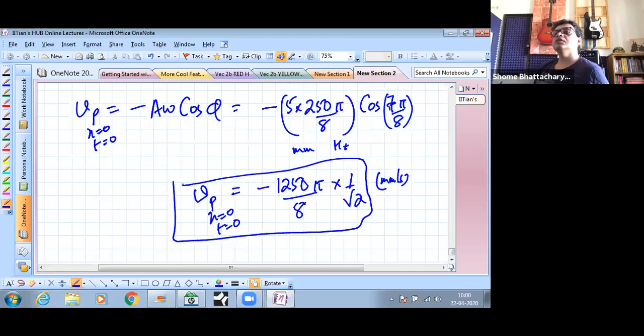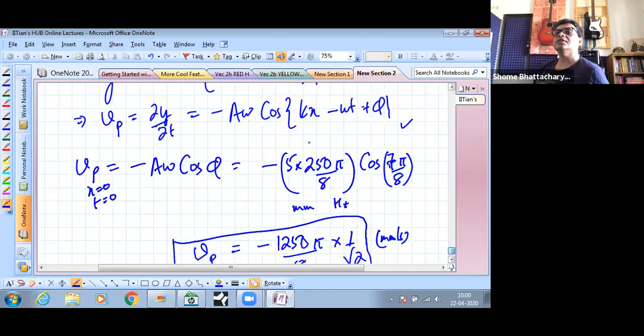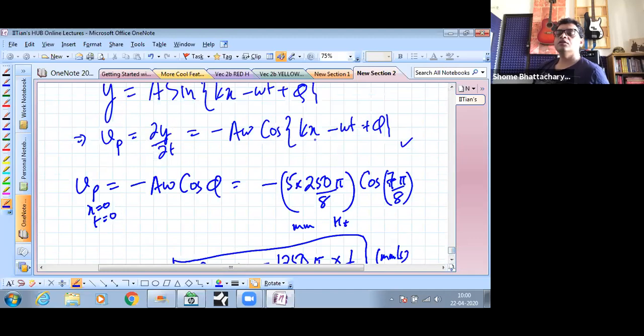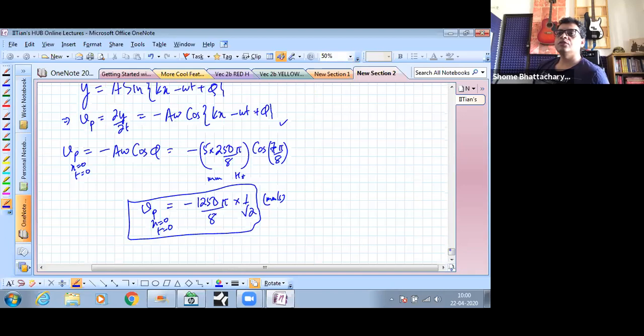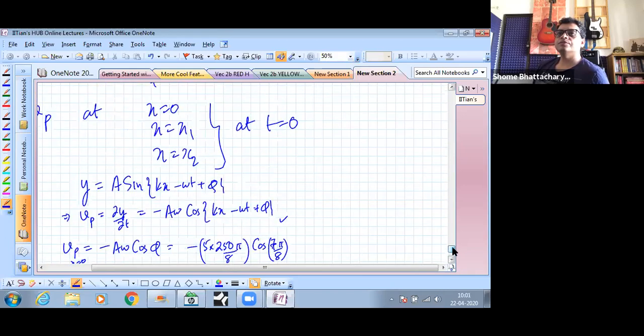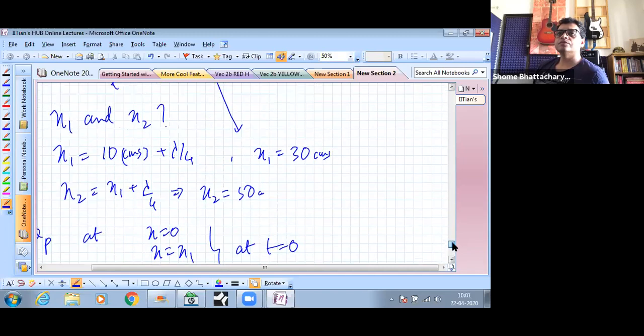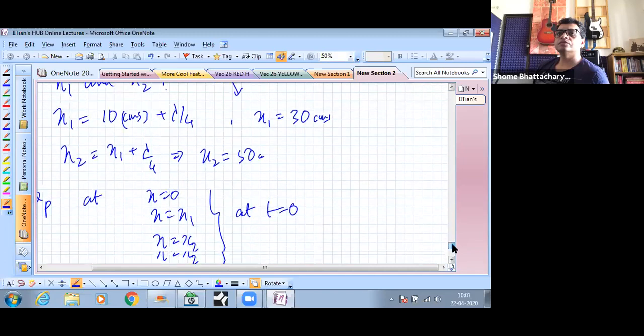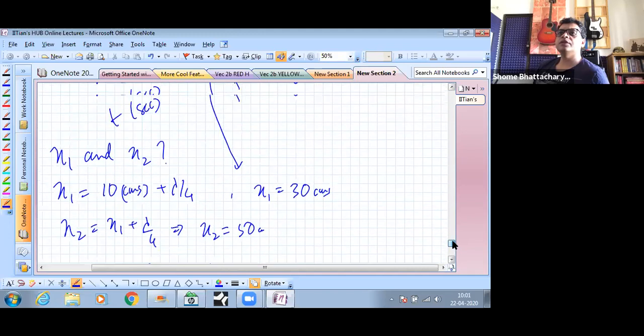Similarly, you substitute the value of x here as x1, which we just saw was 30 centimeters, or you substitute it as x2, which we saw was 50 centimeters, and t equal to 0, and you will get the other 2 points. So I'm just minimizing this for you to take down if required. So x1 and x2 we calculate this now. And then I'll take you down to the other values.